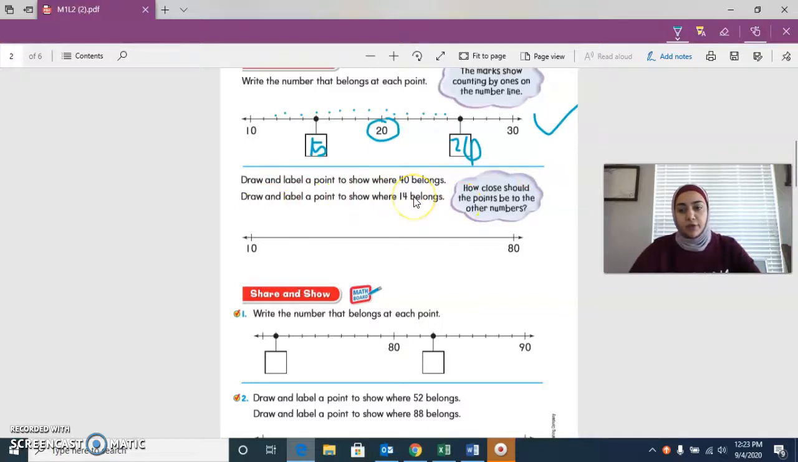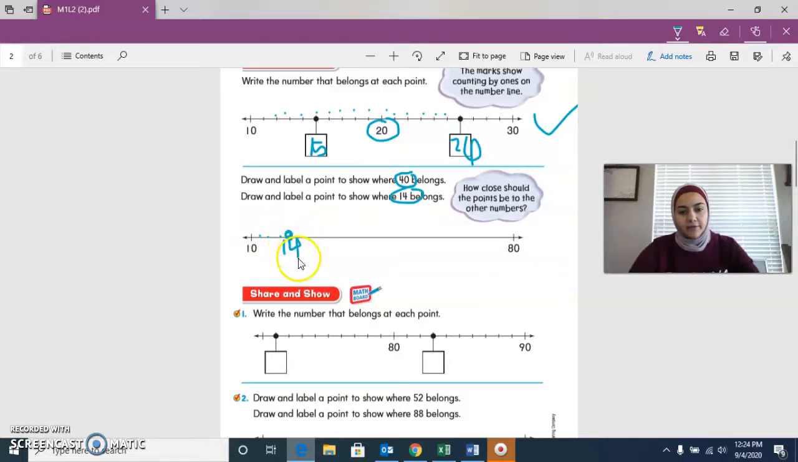All right, draw and label a point to show where 40 belongs and a point to show where 14 belongs. So we're looking at 40 and we're looking at 14. Well, is 14 closer to 10 or 80? 14 is closer to 10. So if this is 10, this must be 11, 12, 13, 14. So we can write 14 right there.